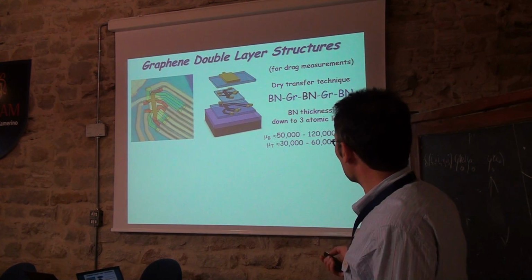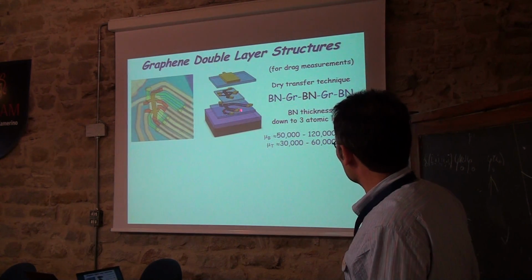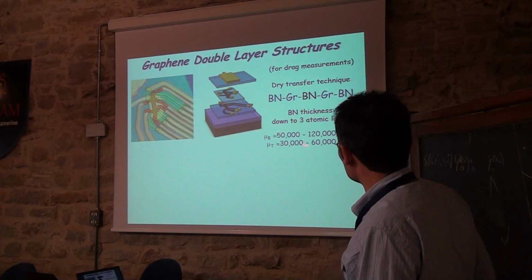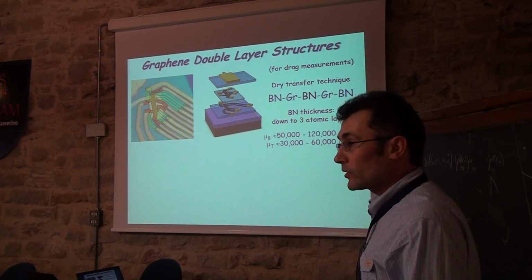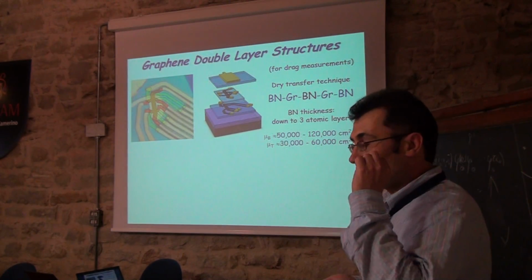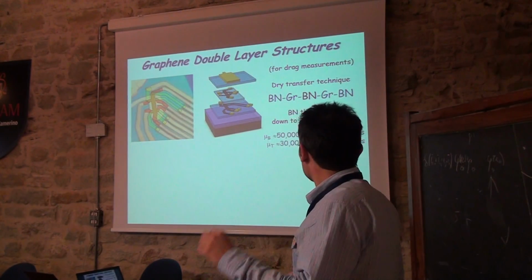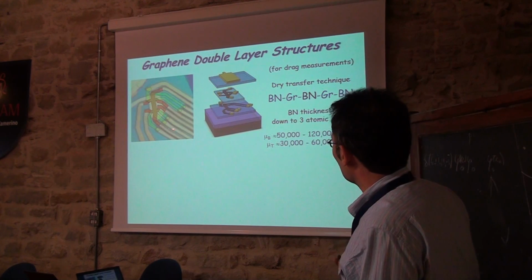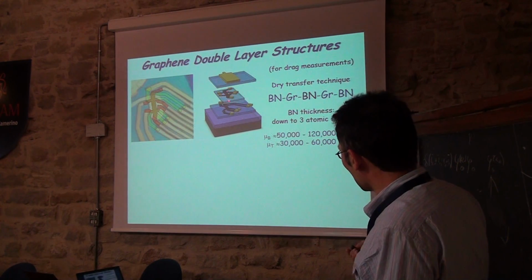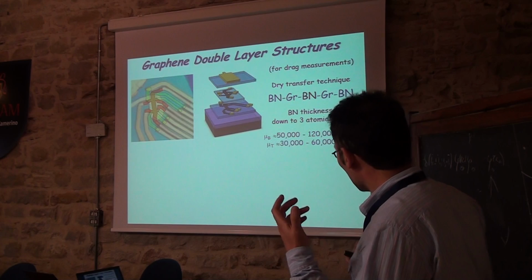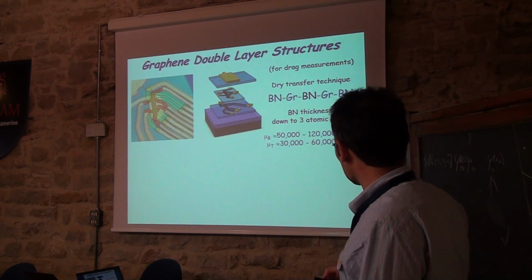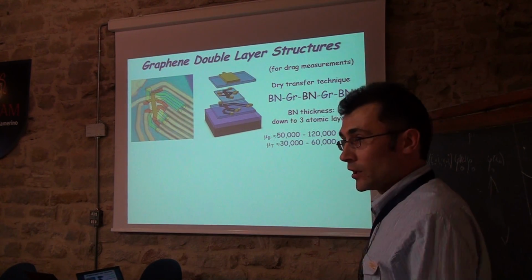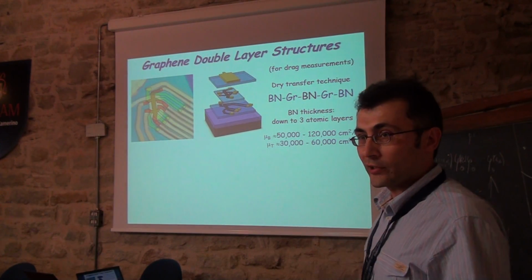For drag measurements, we use this kind of structure. So we have two graphene Hall bars. They are separated by a thin layer of boron nitride, which can be, as I said already, down to 3 atomic layers. It's already enough to stop electron tunneling from one layer to another. The whole structure is encapsulated. The graphene is shaped in the form of Hall bars, so we can apply current and measure all the voltages independently, and the quality is very good.